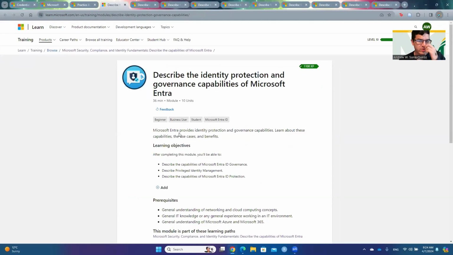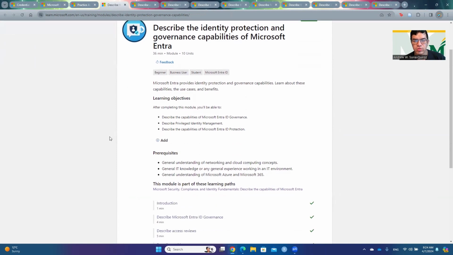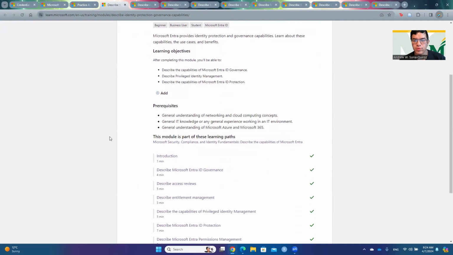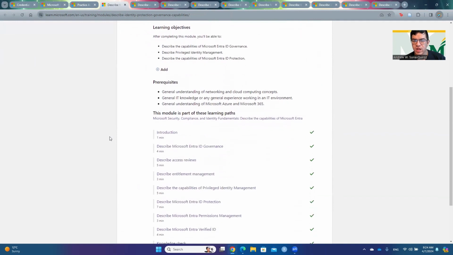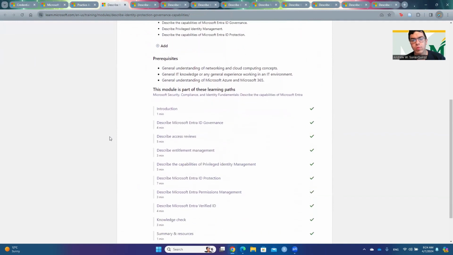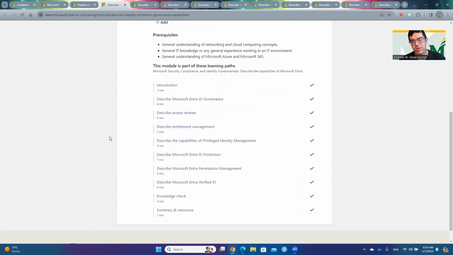Then we'll have the describe identity protection and governance capabilities of Microsoft Entra, where you will go into how to do Microsoft Entra ID governance, access reviews, and entitlement management. That would be pretty important too. Privileged identity management is pretty easy to confuse with the other one. I did confuse those two. Then Entra permissions management, verified ID, and then the knowledge check as always.